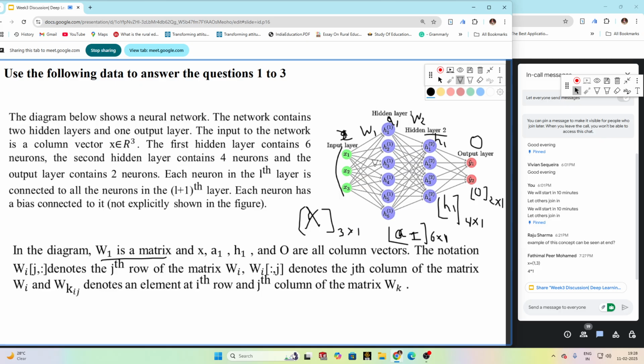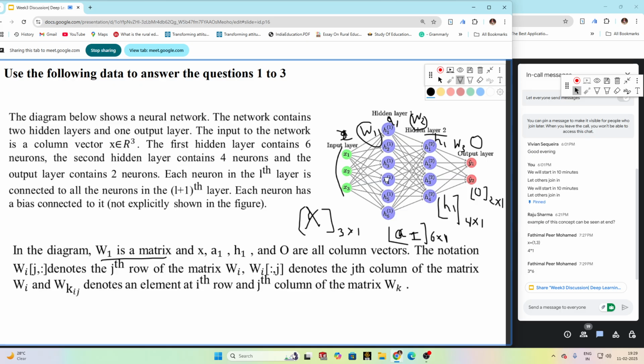Now what is the dimension of the weights? Can anyone tell what the dimension of the W1 matrix and the W2 matrix is, and the weight associated with, say, the W3 matrix? Any guesses? 3 cross 6, Fatima is telling. 6 cross 4. 4 cross 2.